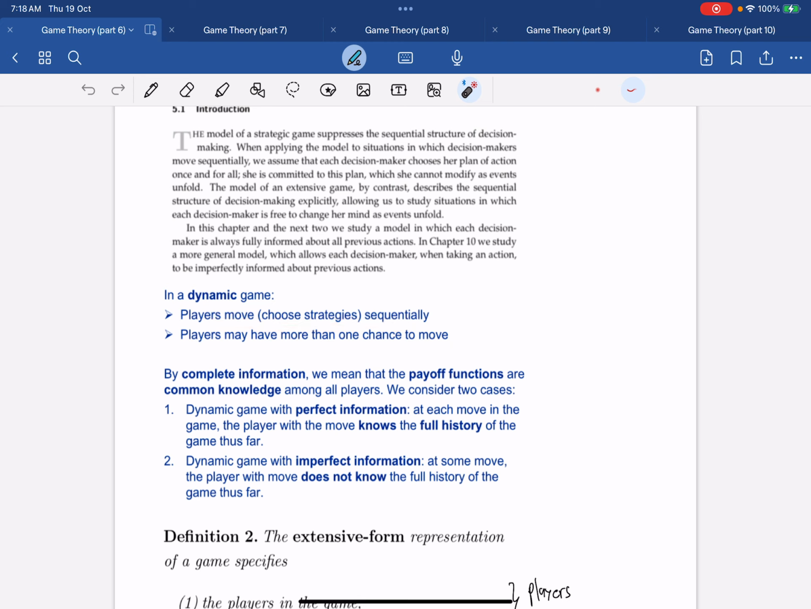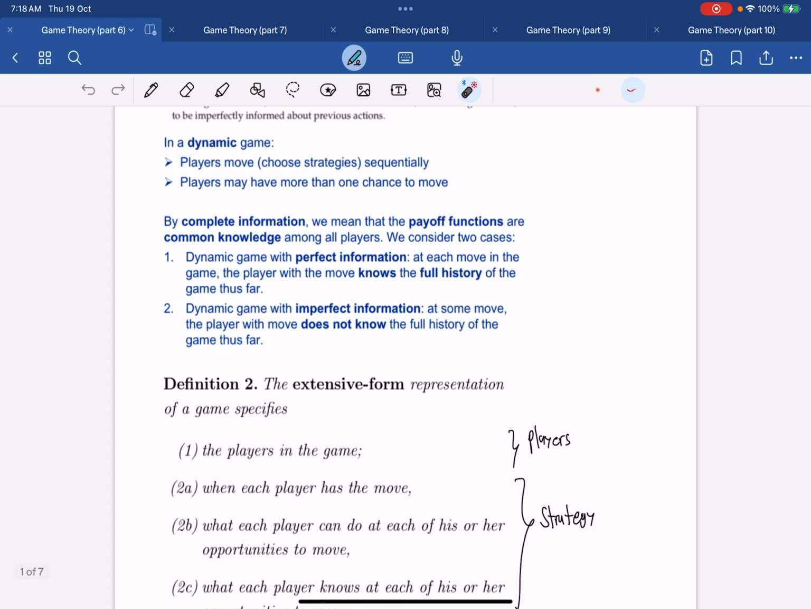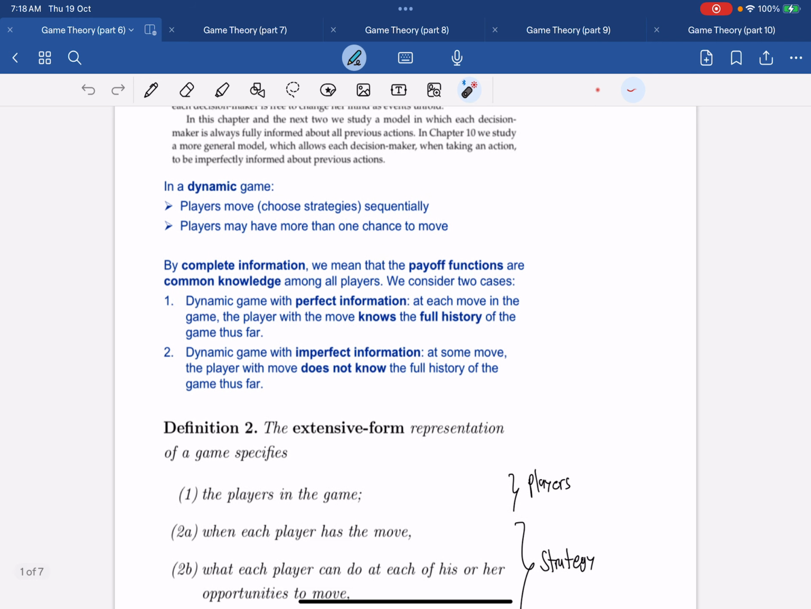For example, player 1 goes first, then player 2, and players may even have more than one chance to move. So in this chapter now, we will be looking at such dynamic games, and dynamic games with complete information. So we mean that everyone knows the payoff function.